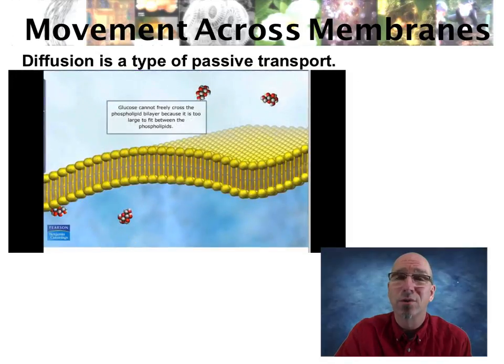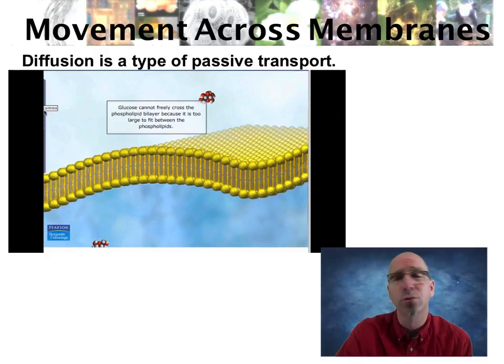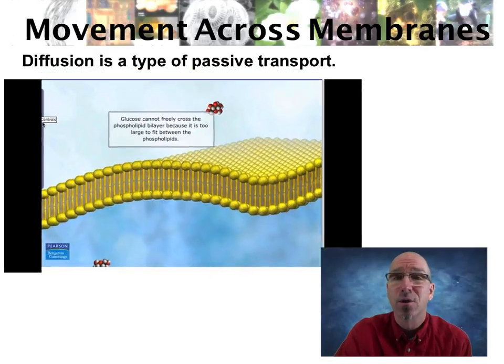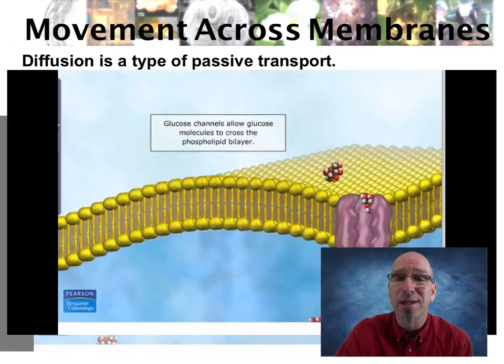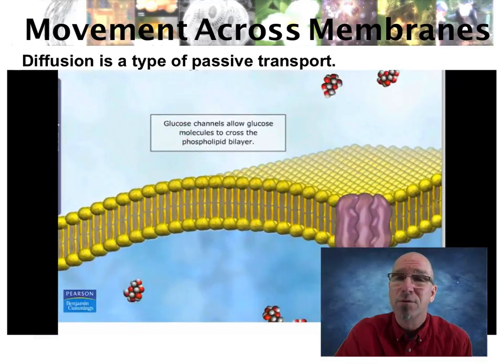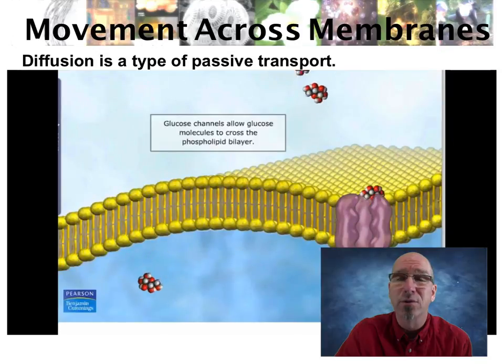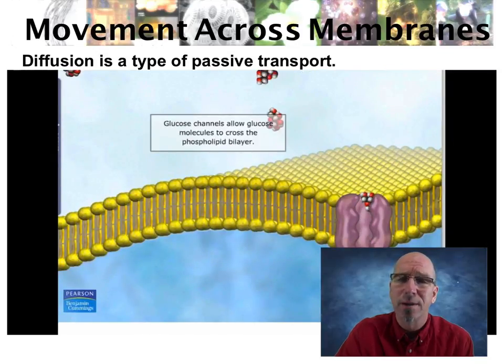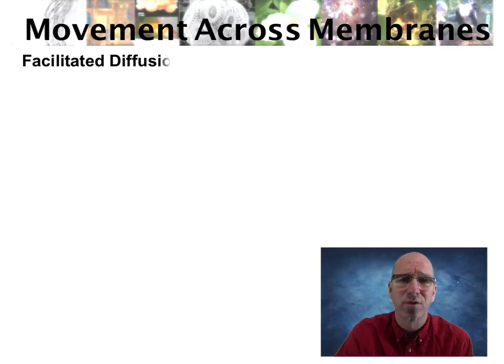What about glucose? Glucose is important, right? We need it for energy, but it's too big. It can't pass through the phospholipid bilayer. So a membrane protein, we're going to need that. Here we've got a glucose channel that is allowing glucose to pass through the membrane. We need that for energy. We'll see that. But it's just too big to pass through the phospholipid bilayer.